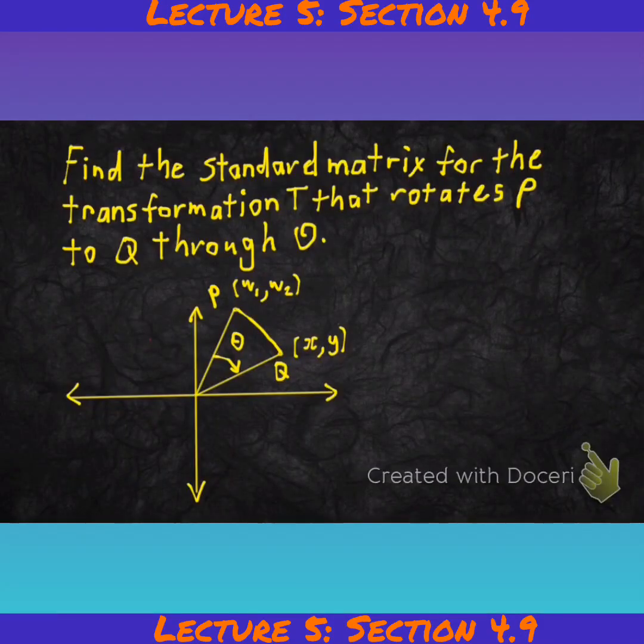Okay, so let's look at this question. Here they ask us, find the standard matrix for the transformation T that rotates P to Q through theta. So what they're actually asking there is, you start at the point P, and then you're rotating it through to Q, but through the angle theta. So you're going from P to Q through the angle of theta.